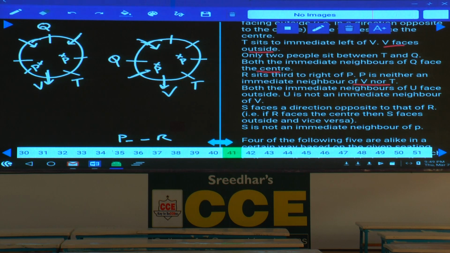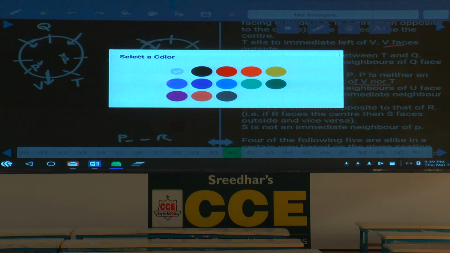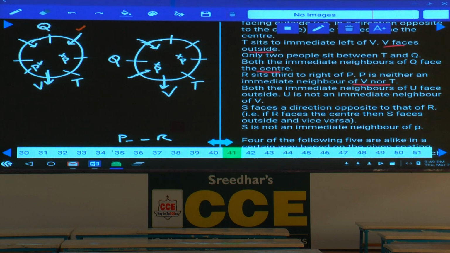Now, in the first case, how many possibilities are there for this P? There are three possibilities. Tell me what are the possibilities? P can be either here, or here, or here, isn't it? And in the second case also, tell me how many possibilities. P can be here, or here, or here. There are three possibilities. Are you following this one or not? Then R sits to the right of P.